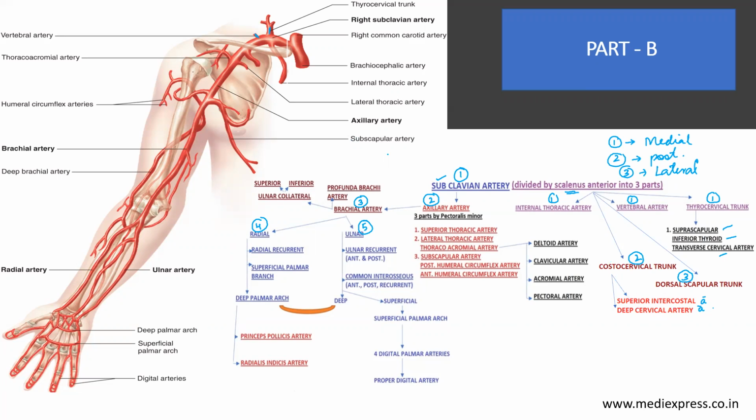Now, coming to the axillary artery. Now we know that the subclavian artery continues as the axillary artery. But what you need to remember is that at the lateral border of the first rib, the subclavian artery enters the axilla, and now the name of the artery we say is the axillary artery.